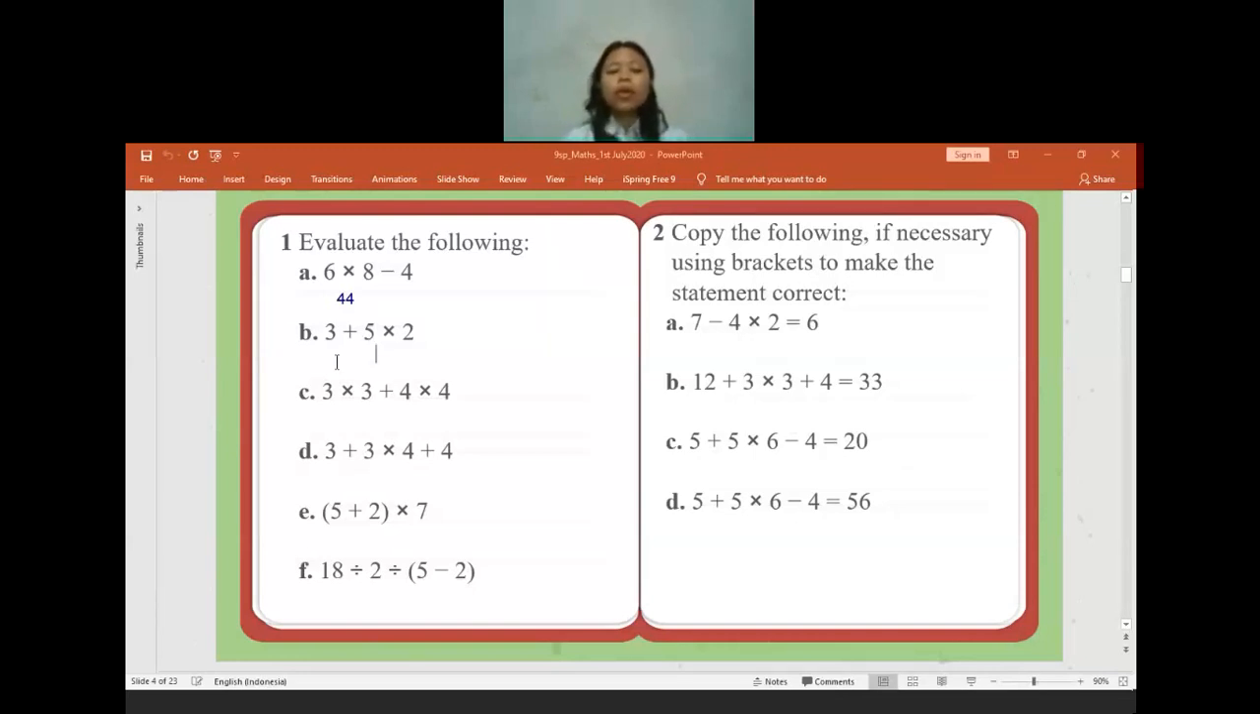Okay, for question B, what is the answer? Okay, it will be 13. What about question C? How much will it be? Yes, it will be 25.